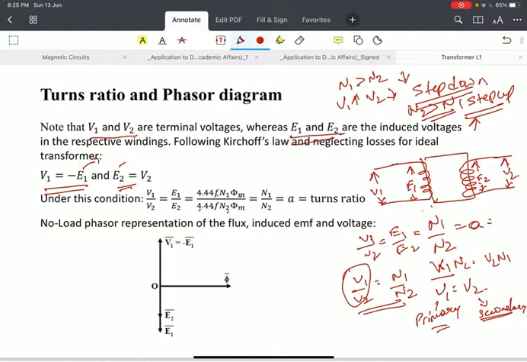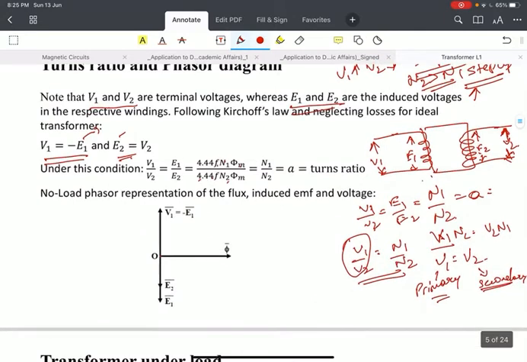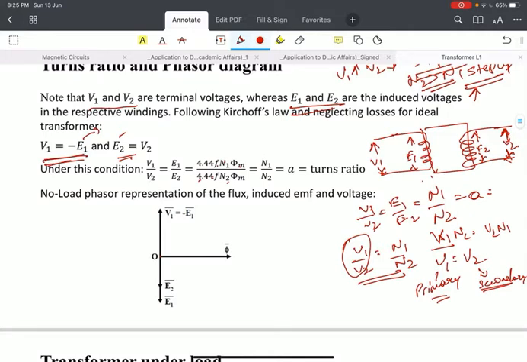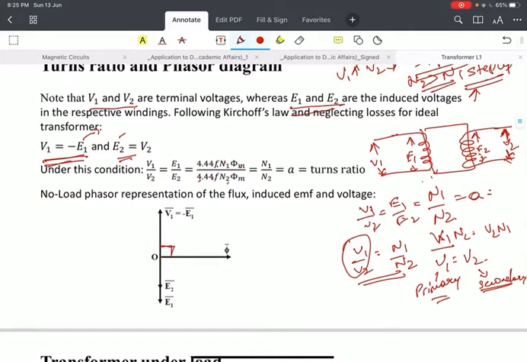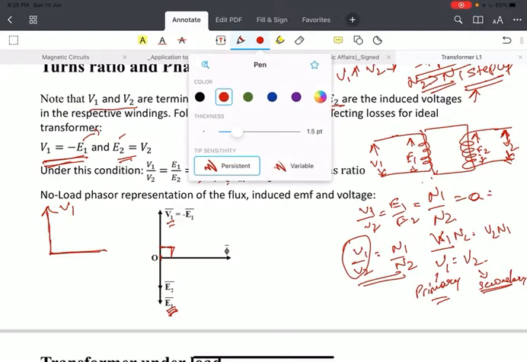Okay, so when there is no load connected across V2, we can draw the phasor diagram like this. We know that the induced voltage is phase shifted by an angle of 90 degrees to the flux. So this is the flux, this is V1, and E1 will be the negative of V1.